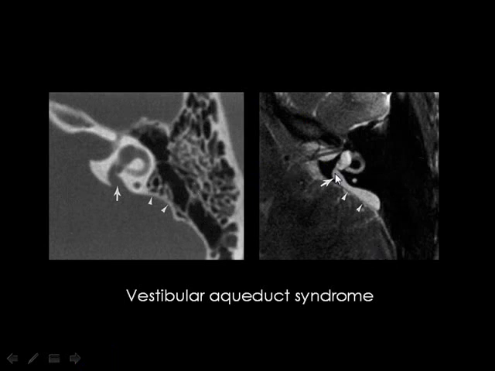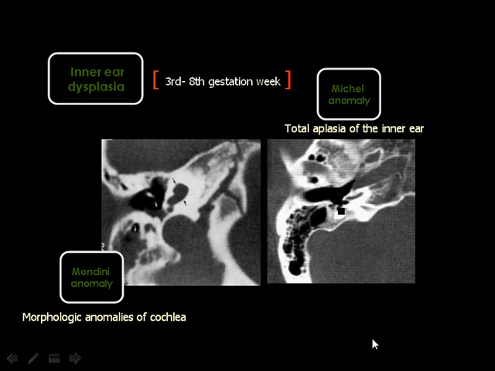By MRI, you can see the sac itself containing the endolymph. Then this is the vestibular aqueduct, which is markedly widened, and here is the vestibule and the posterior semicircular canal.